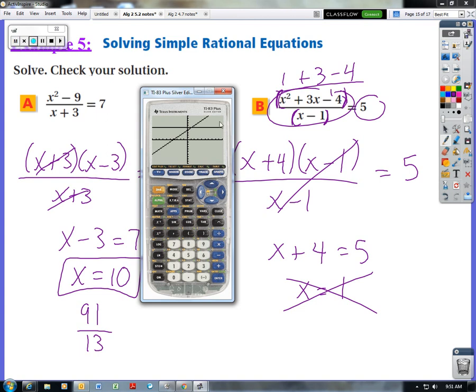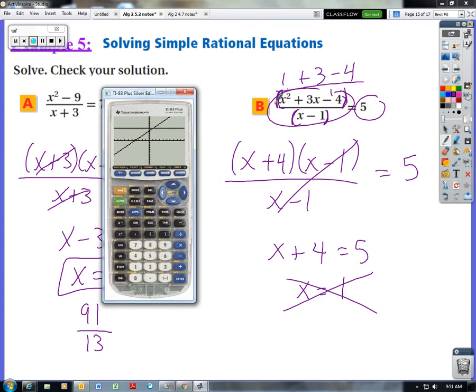Oh, I know why. Okay, the reason is, yeah, these are lines. The reason it's a line, by the way, this whole thing, even though it looks really complicated, you know what? It's really just the line x plus 4, because when we factored it and canceled, we were left with x plus 4. So we've got x plus 4 crossing 5. It looks like there's an intersection right there, doesn't it? So let's check it out.